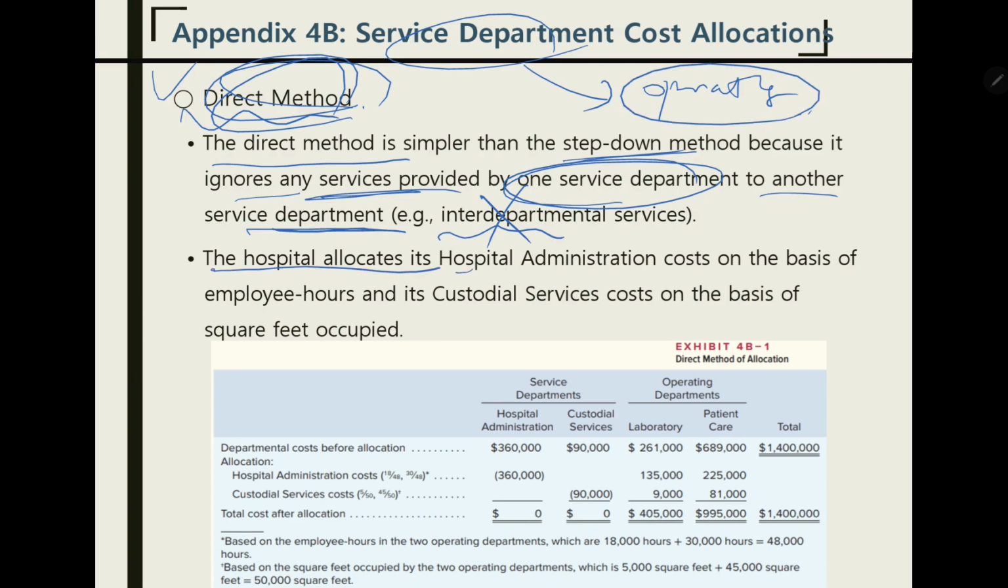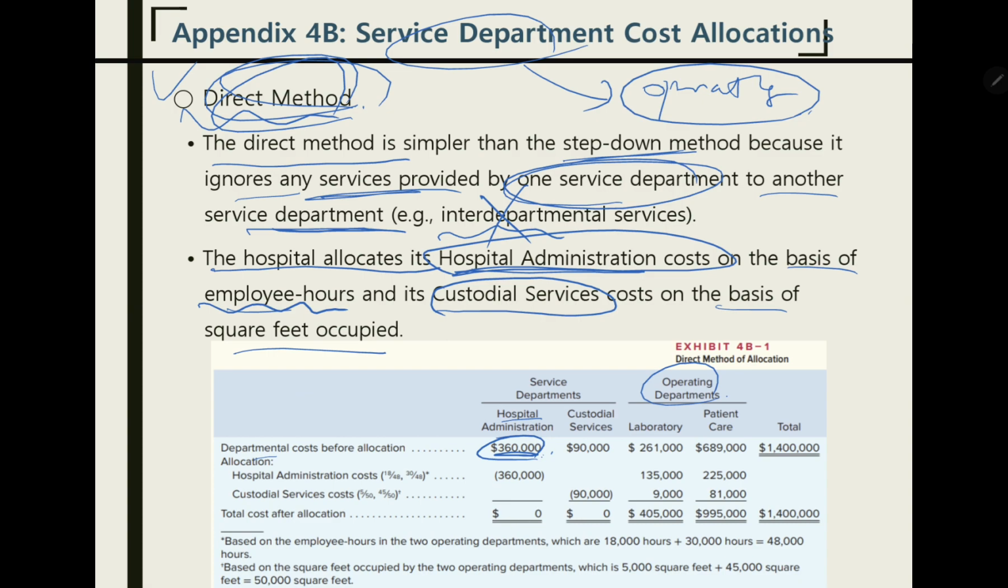The hospital allocates its hospital administration cost on the basis of employee hours and its custodial services cost on the basis of square feet occupied. So let's look at this example. The departmental cost before allocation is 360,000 for hospital administration. Then these costs should be allocated to operating department based on what? Based on employee hours.